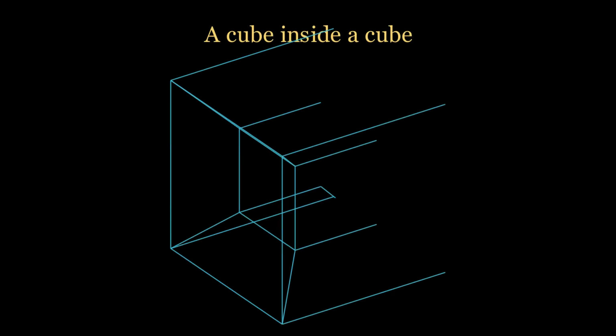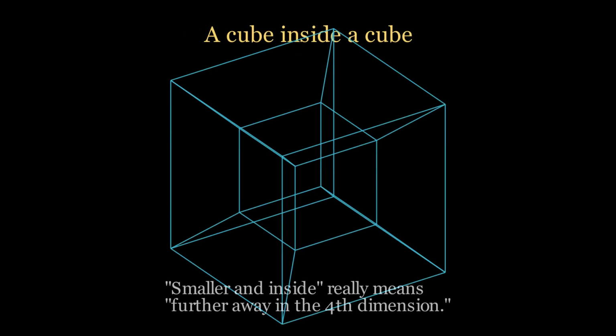Here's how that shadow looks. When you project a tesseract down into 3 dimensions, you get a small cube sitting inside a larger cube with their corners all connected. Now that inner cube is not really smaller. It only looks smaller for the same reason a road looks narrower in the distance. In the shadow, smaller and inside actually means further away in the 4th dimension. Both cubes are identical. Your eyes just can't show 4-dimensional depth, so they fake it with size.